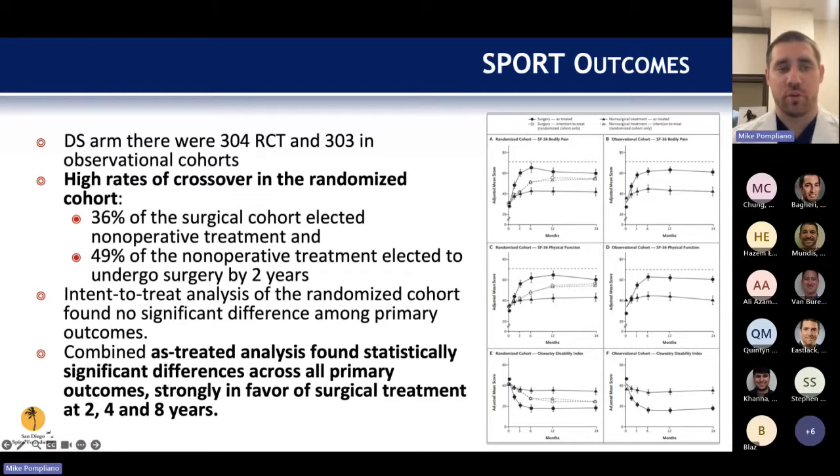High rates of crossover in the randomized cohort, so it can be difficult at times to draw findings from this study. 36% of the surgical cohort elected for non-op treatment, and 49% elected to undergo surgery at 2 years. So the intention to treat analysis unfortunately didn't show a significant difference. However, if you look at the as treated analysis, there were statistically significant differences across all primary outcomes, strongly favoring surgical treatment at 2, 4, and 8 years, although the difference did decrease with time.